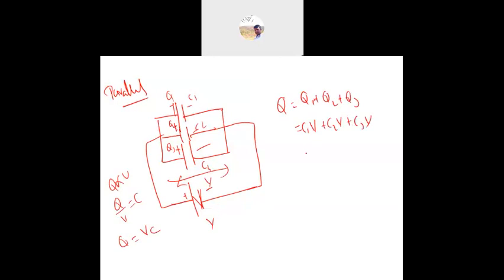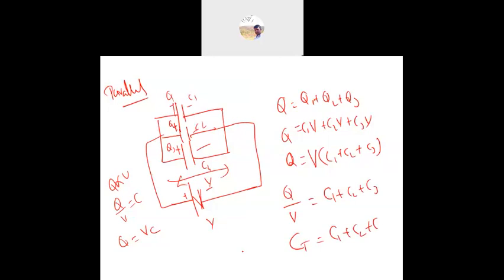So we can write Q as the voltage times C1 plus C2 plus C3. Here Q by V is nothing but C1 plus C2 plus C3, and Q by V is nothing but C. So the total capacitance in parallel is equal to C1 plus C2 plus C3. This is the formula for the parallel connection of capacitors.